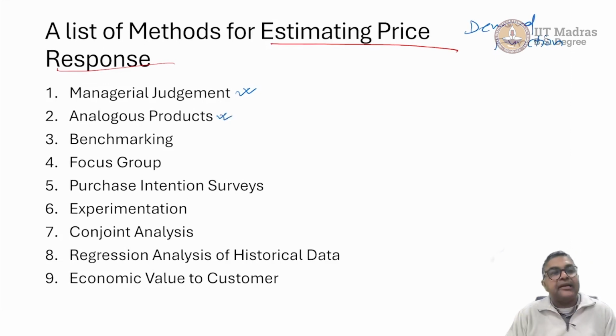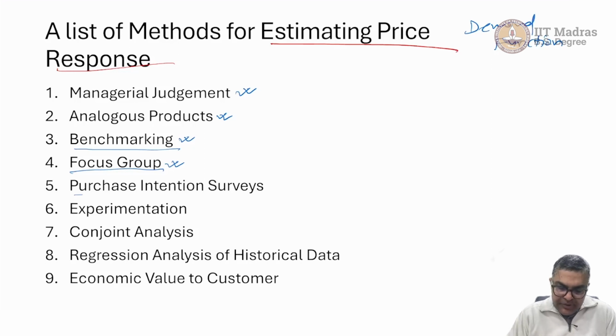Analogous product could be like, if Apple is now launching the iPhone 16, it can use iPhone 15 pricing and quantity bought and sold to understand what would be the demand for iPhone 16. Benchmarking could be that rather than just talking about your own product, you can also consider rival products. So, Apple can also look at the prices quoted by Samsung, OnePlus and many other companies. Focus group is a very good qualitative research technique which is used in marketing. So, we will talk about focus groups also.